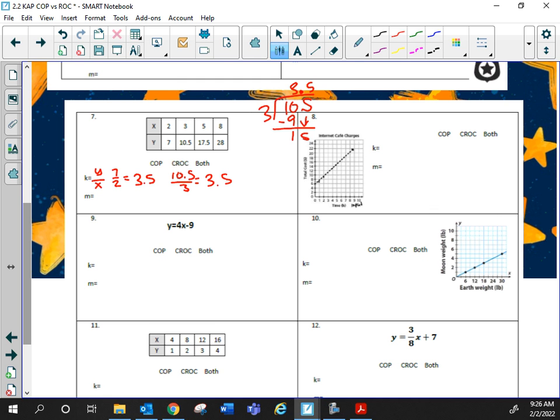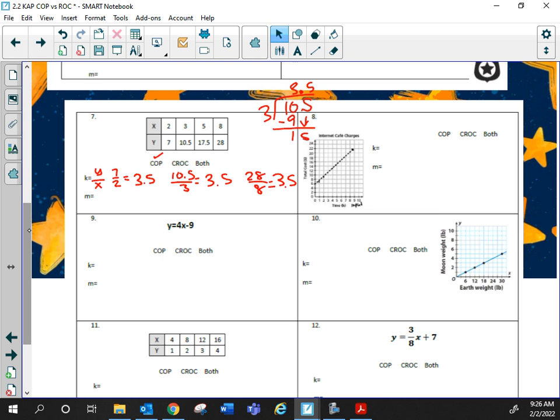If I do 28, I did it with Parker. If I did 28 divided by 8, Parker, what did you get? 3.5. So if it's saying the same the whole time, isn't that a constant of proportionality? Yeah. So I'm just going to put a little check mark saying, yeah.